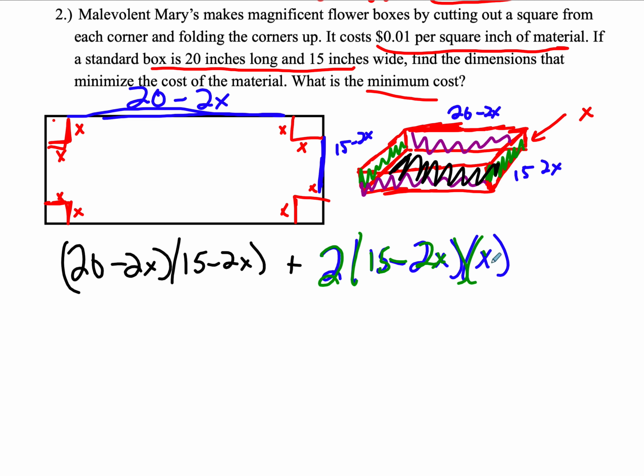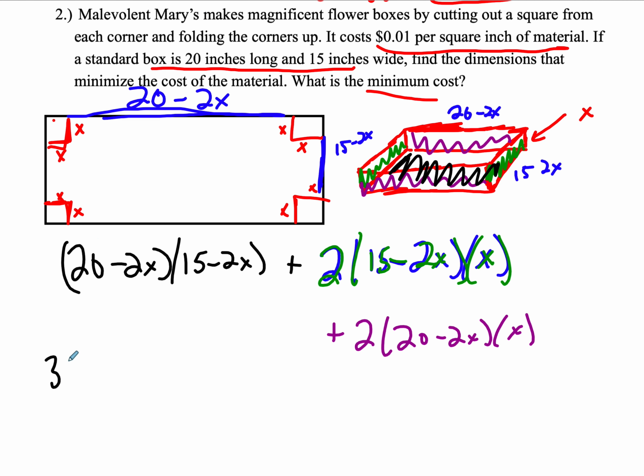Okay, so forgive me there. And now for the purple pieces, I have 2 times 20 minus 2x times x, right? Because there's 2 of them, and that's the length and the height, okay? So we do have to do a little bit of simplification here. So let's try to do some expansion here.